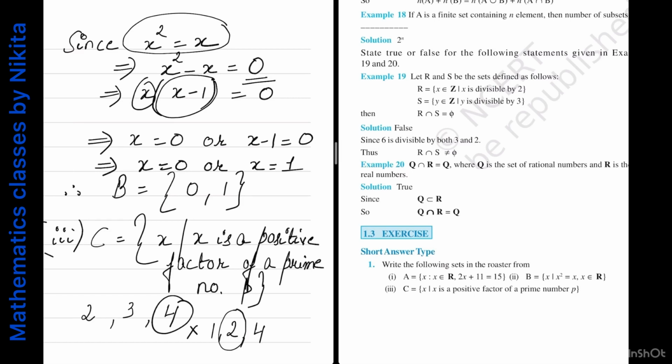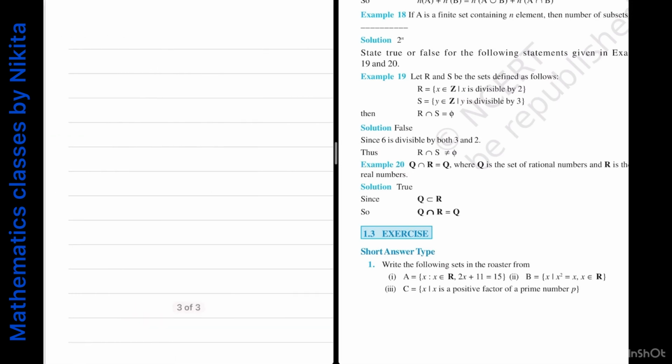Okay. Now he is saying that C is equal to all those x such that x is a positive factor of a prime number p. So p is given to you, p is fixed, and you have to write the set of all factors of a prime number p. And you know that we have only two factors of a prime number p, which are 1 and the number p itself. So therefore the set C is equal to {1, p}.